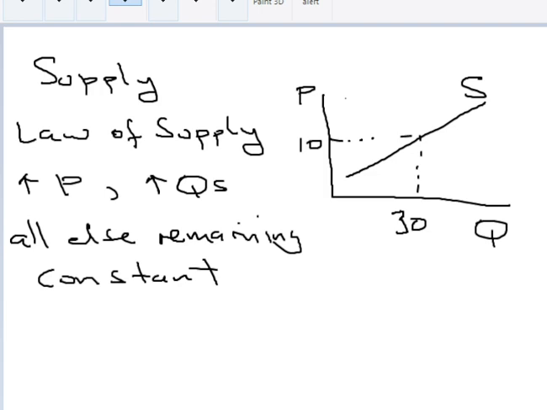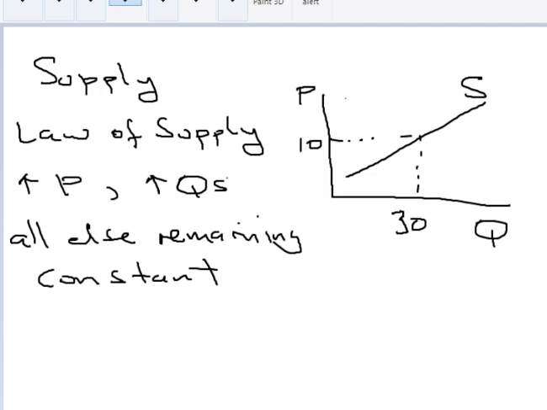Now let's look at supply. And here we see that it's the reverse of what we saw for demand. So the law of supply states that the relationship between price and quantity is such that if price increases, quantity supplied is also increasing. So this curve is upward sloping this time. Of course, we want to also say all else remaining constant. That means we hold every other factor the same. We're just focusing on price and the quantity.